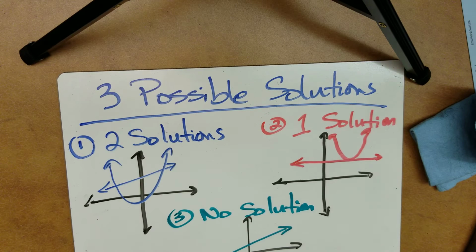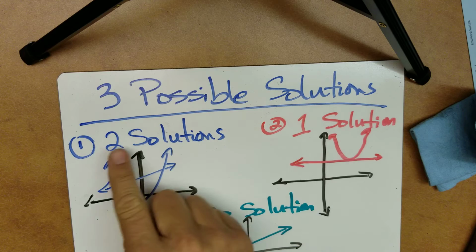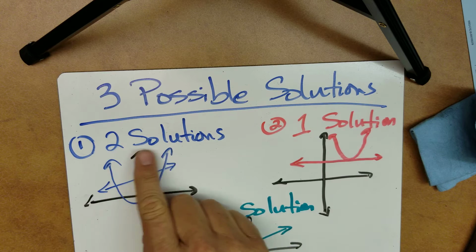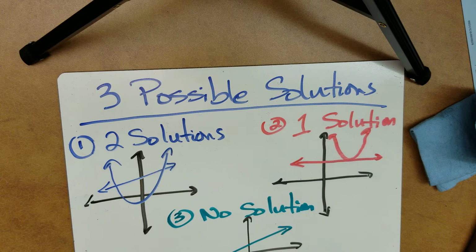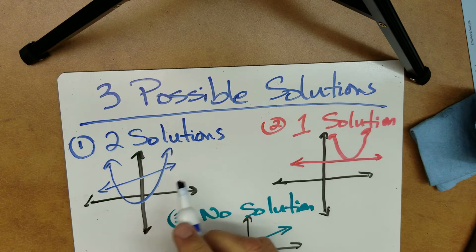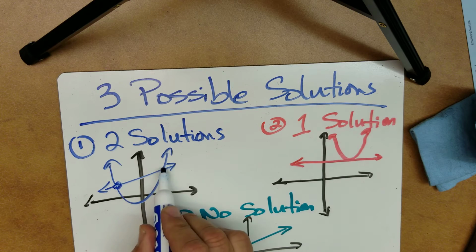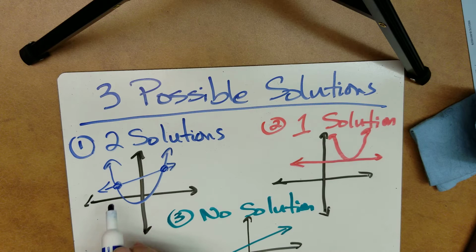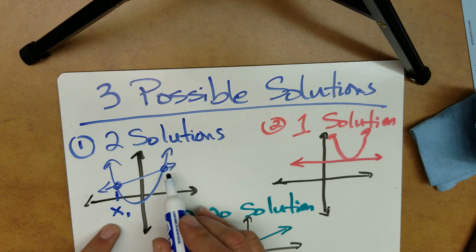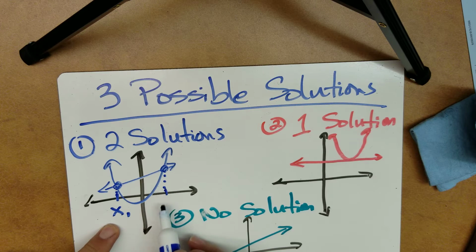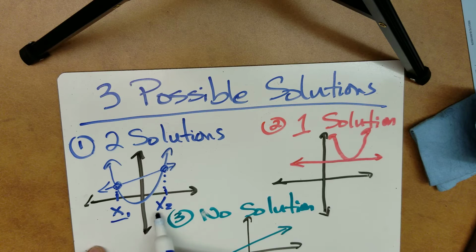Okay, so when you solve nonlinear systems of this variety, there are three possible solutions that you can come up with. The first one is you can find two solutions, and of course, that's because this straight line will intersect that parabola in two spots. It'd be here and here. So we'd find our two solutions. Remember, what we're finding is the x value, whatever that is, I'll call that x1. And then this one right here, I could call that x2.